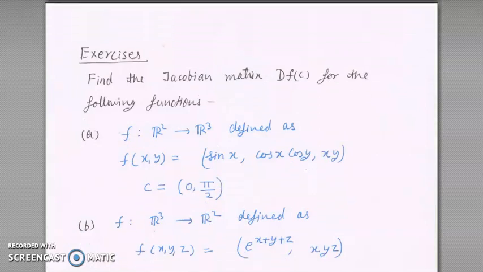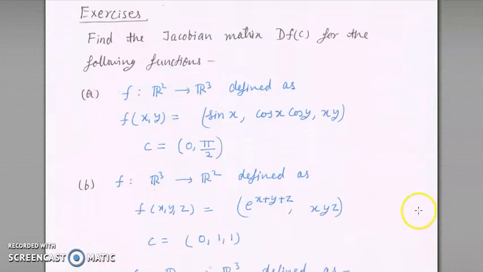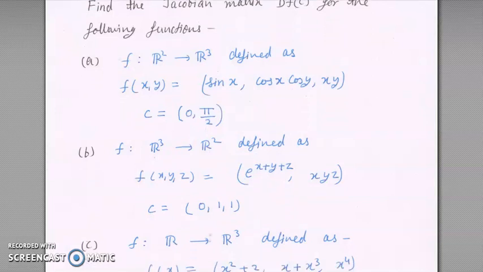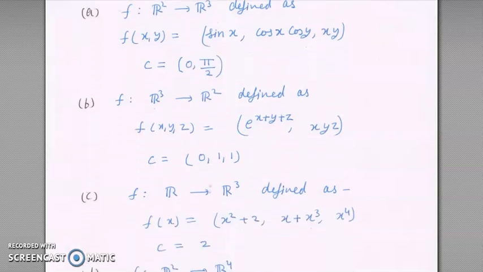Now there are some exercises, please try them. Find the Jacobian matrix df(c) for the following functions. First, f from R2 to R3 defined as f(x,y) = (sin x, cos y, xy), where c is the point (0, π/2). Second, f from R3 to R2 defined as f(x,y,z) = (e^(x+y+z), xyz), and c is the point (0,1,1).